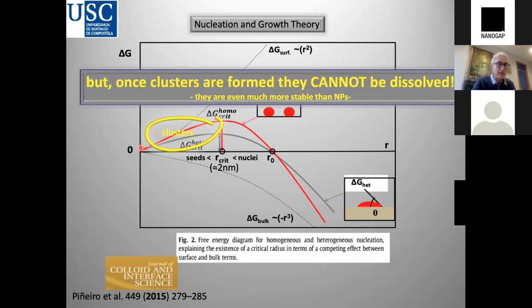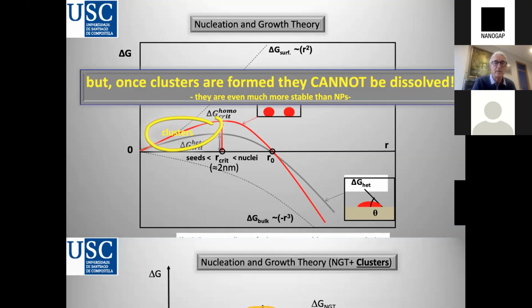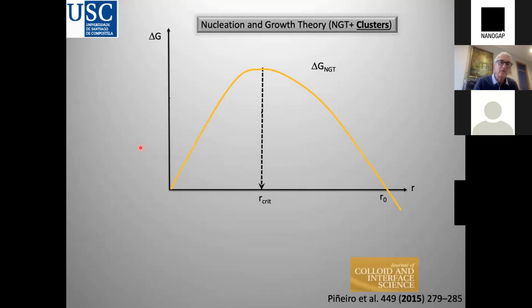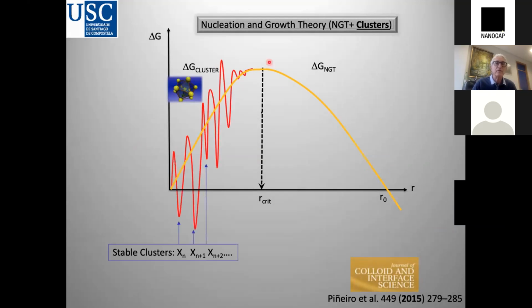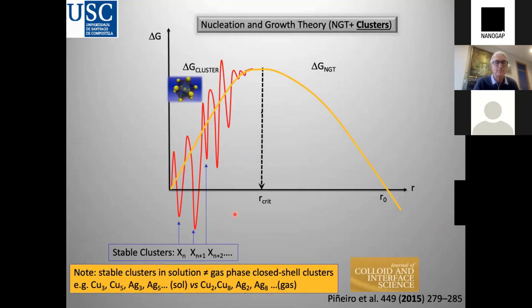But we know that the clusters once formed cannot be dissolved, so we have to change the nucleation and growth theory a little, putting in that before the formation of the critical nuclei that can grow, there is the formation of different clusters, and some clusters are more stable than others. We know that from the gas phase studies that were made in the 80s, that there are closed-shell clusters, meaning that there are clusters that are more stable than the others. It is the same as in the periodic table, where you have atoms that are more stable, the noble gases, because they have a closed-shell structure.